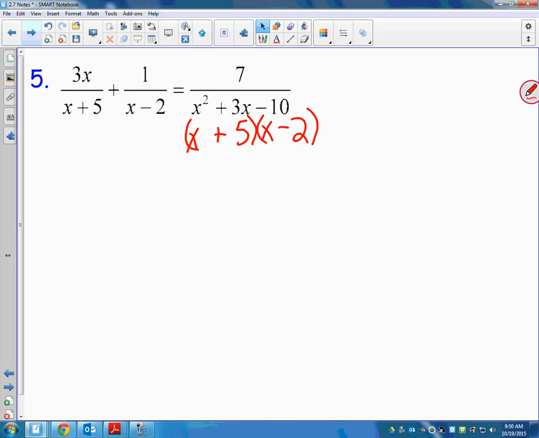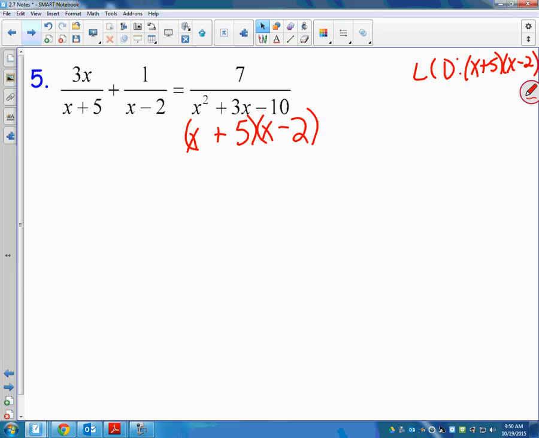What's really nice about this problem is that now a lot of things are going to cancel out, right? Our common denominator, we only need 1 x plus 5 and 1 x minus 2, because they have those in common. So if you go through and multiply by that, you should get lots of stuff to cancel, right?